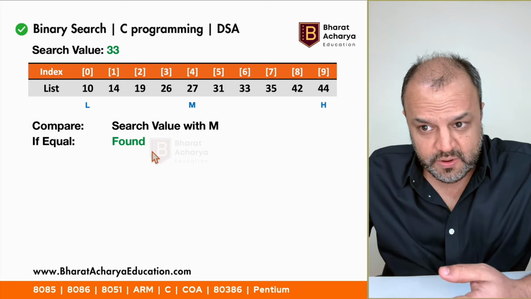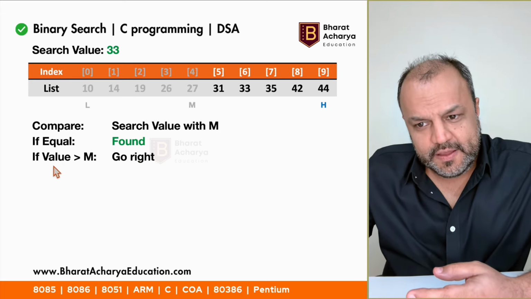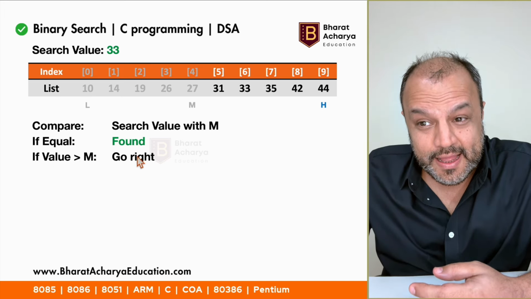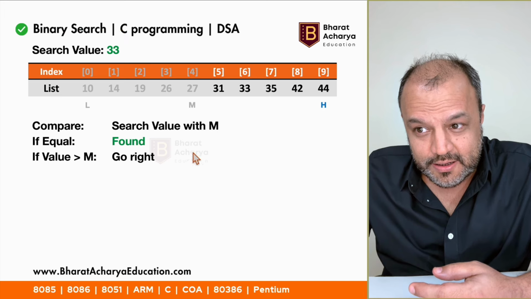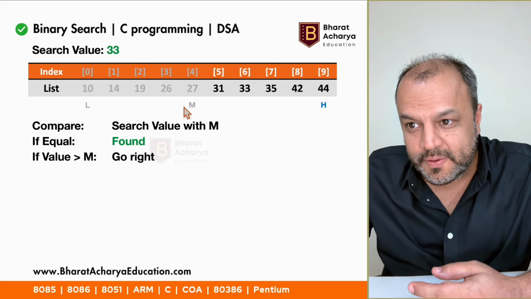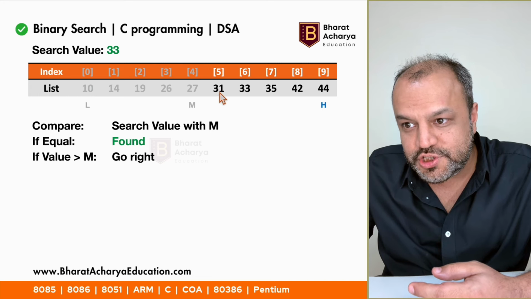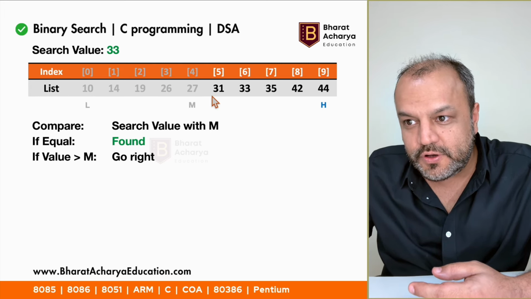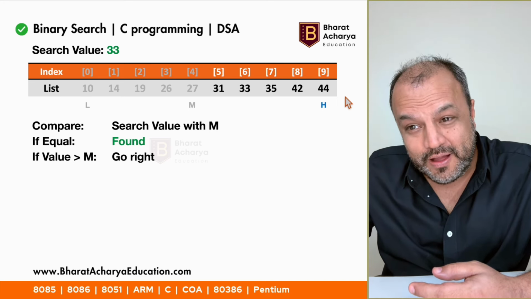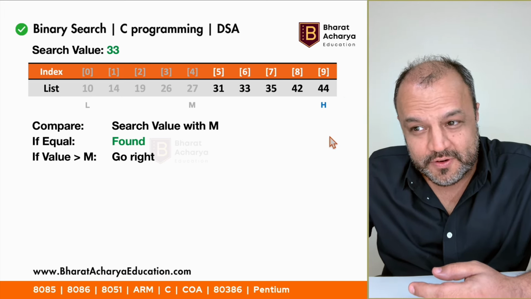Now, they are not equal. No problem. If the value that you want is greater than this M, here 33 is greater than M, you will go right. That means you have eliminated this whole chunk and you're only focused on this part of the series. Are you clear? If the value was less than M, you would go left. Right now, you're going right.